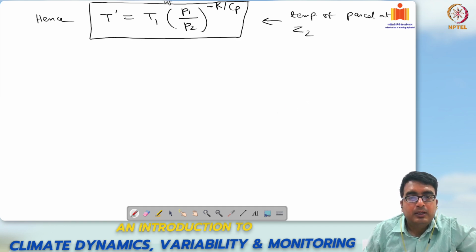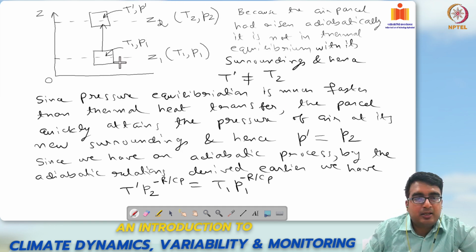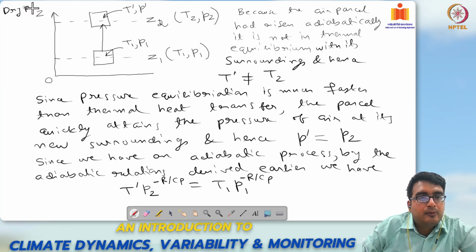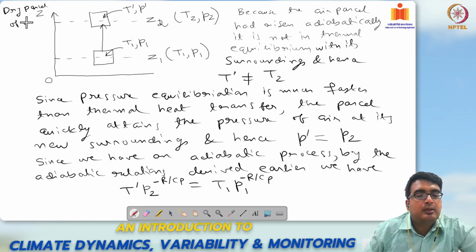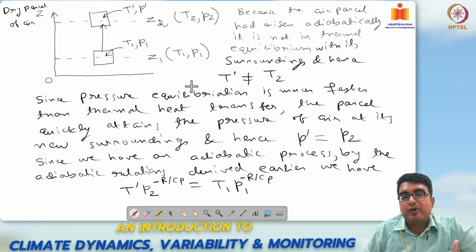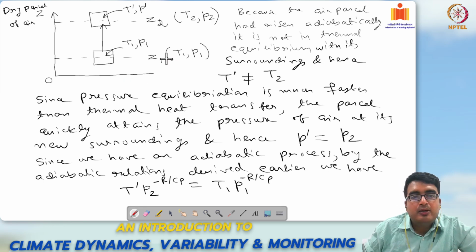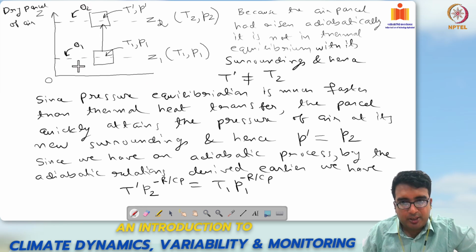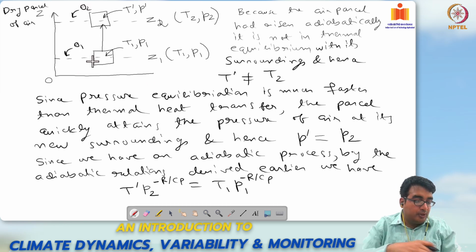Now, this is a dry parcel of air. And suppose, see, for every altitude, we can define the potential temperature theta, correct? So suppose we know that the potential temperature at Z1 is theta 1. So here the potential temperature is theta 1, and here the potential temperature is theta 2. This is for unsaturated conditions.